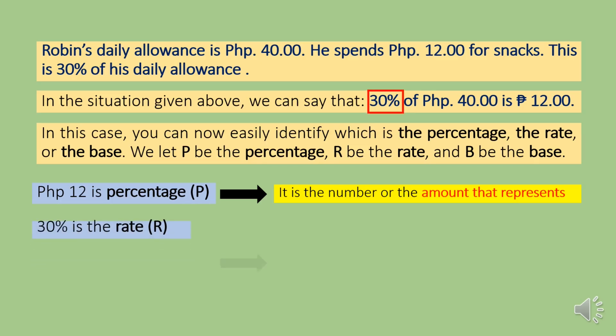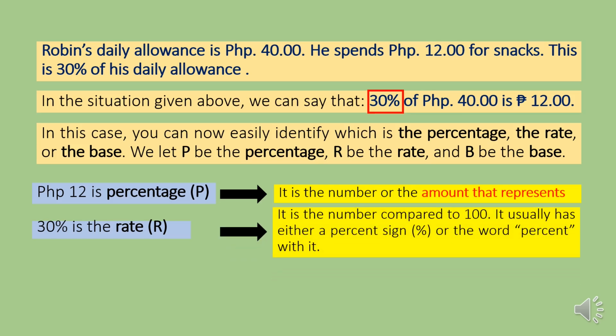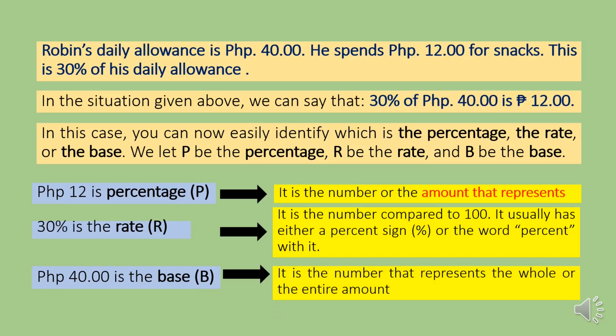30% is the rate. It is the number compared to 100. It usually has either a percent sign or the word percent with it. 40 pesos is the base. It is the number that represents the whole or the entire amount.